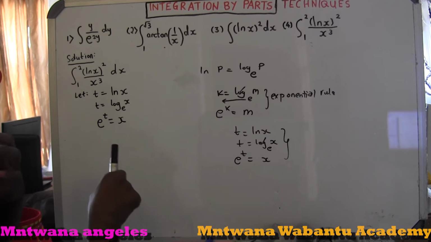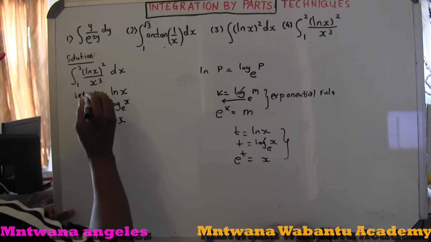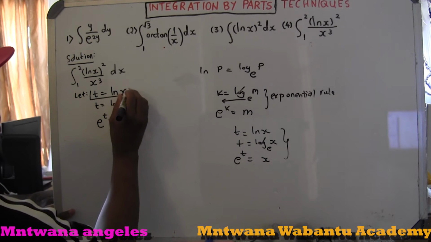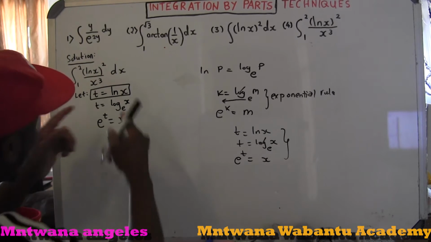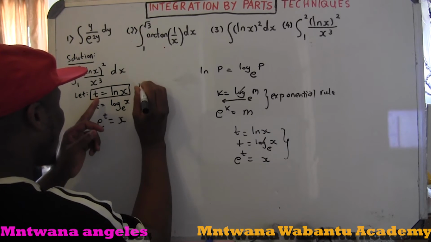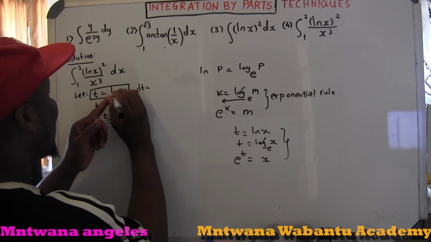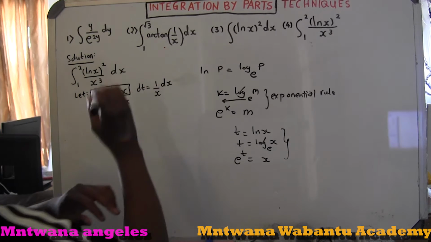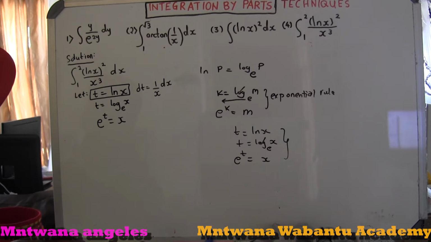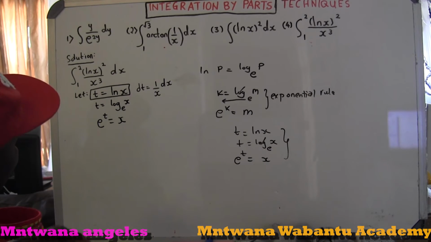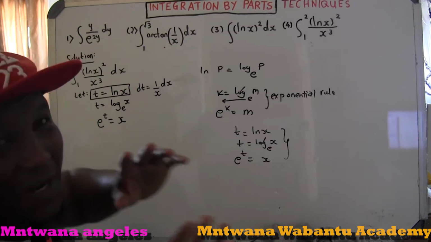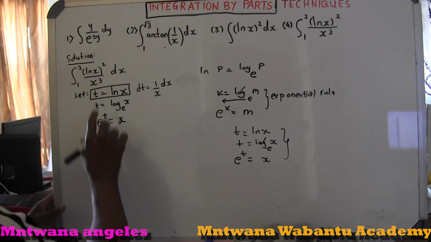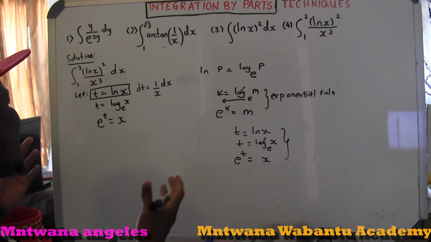Now let me differentiate, because every time you let something equal, you must differentiate too. When you differentiate, this gives dt. When you differentiate ln of x, it's going to be 1 over x dx. Now let's see. Probably I might do another approach. Never mind. Let me try to plug in and see if I might go with this approach or not.